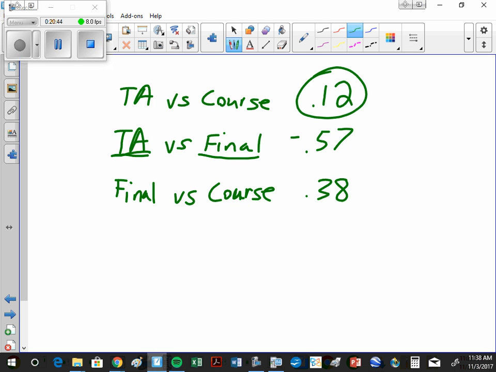So B, there was almost no relationship between the section's average rating of the assistant and the section's average rating of the course. True. 0.12 is a circle. And C, there was almost no relationship between the section's average rating of the course and the section's average score on the final. 0.38. So let's go back to chapter 8.